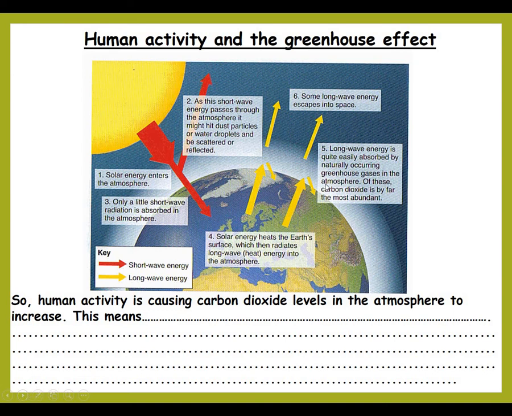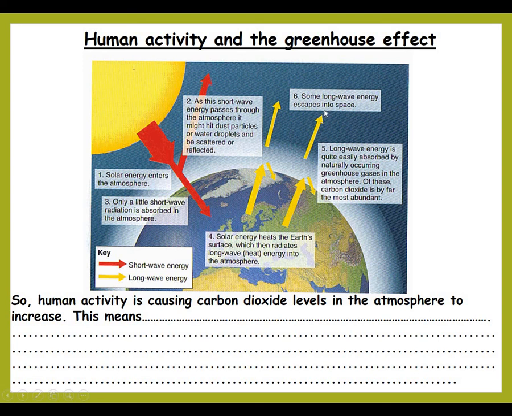Human activity and the greenhouse effect. So this greenhouse effect here, minding its own beeswax, human activity is causing carbon dioxide levels in the atmosphere to increase. This means the upper layers of the atmosphere become thicker. Therefore, when the shortwave radiation enters and is reflected off of the Earth's surface as long-wave radiation, which is a little bit weaker in terms of power, instead of plenty of heat energy escaping and only just enough being trapped to create livable temperatures on our planet, the atmosphere is now too thick with greenhouse gases, such as carbon dioxide.